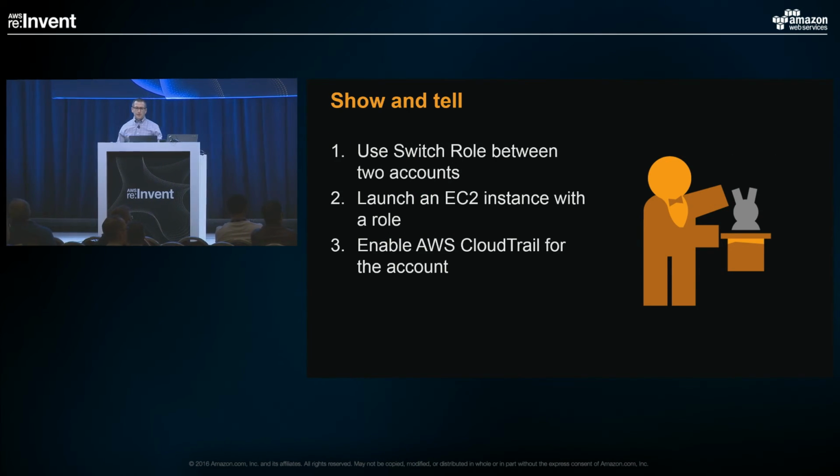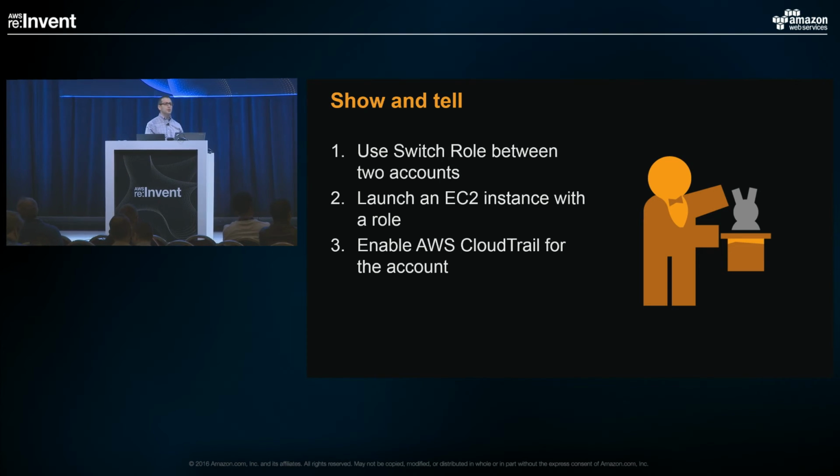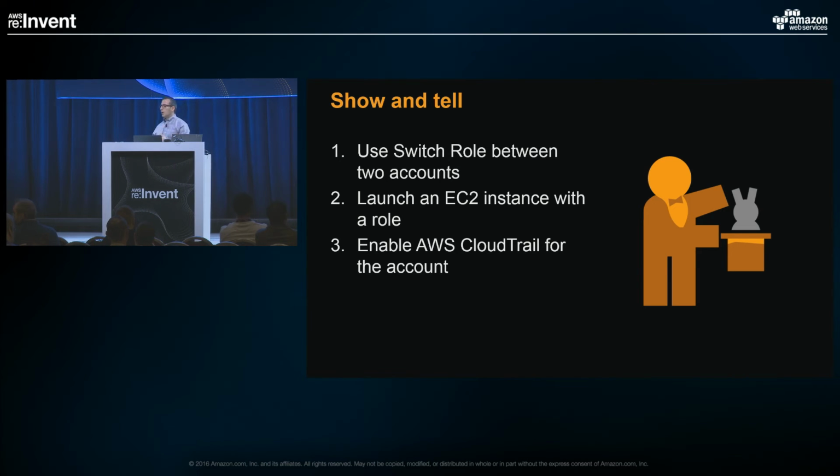In this demo, I'm going to show you how you can switch role. Basically, I'm going to assume a role in my account to have a very specific access. Then I'm going to launch an EC2 instance with an IAM role and show you how you can access this EC2 instance as well. And finally, enable CloudTrail in your account.